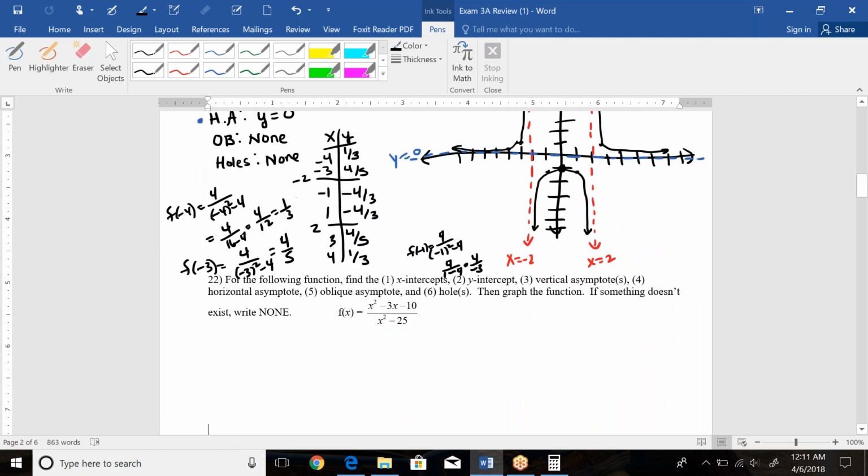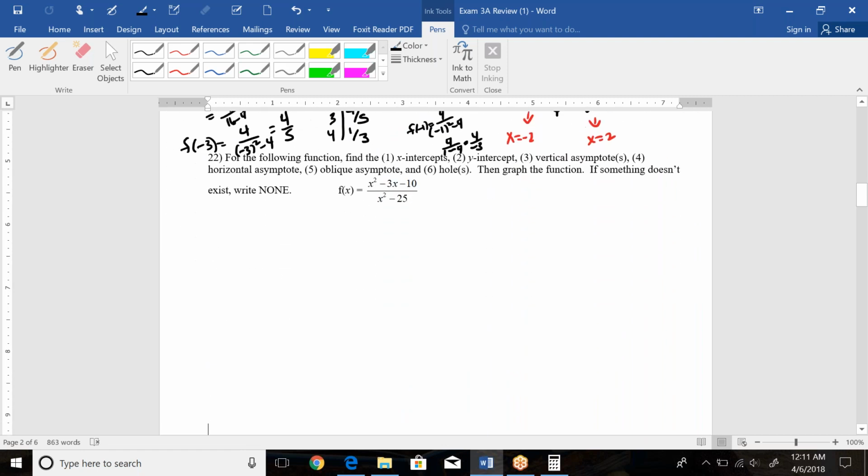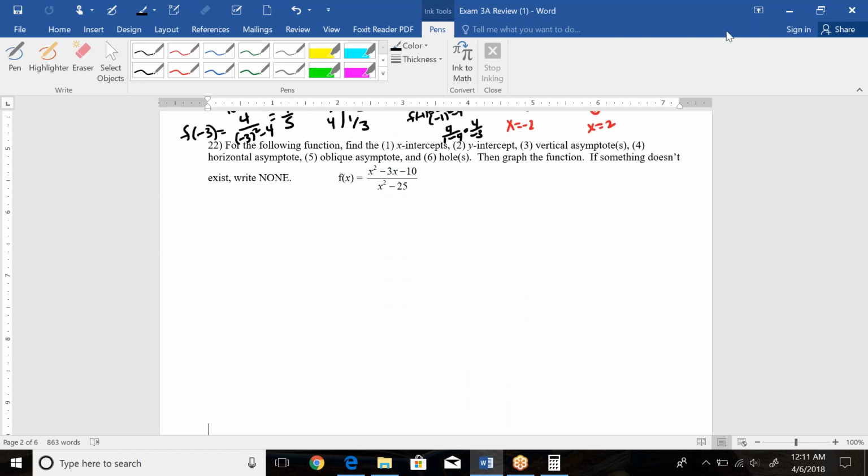Okay, so let's look at one that has a little bit more going on with the pieces that we have to find. So we're looking at x squared minus 3x minus 10 over x squared minus 25. First step here is going to be to factor everything so that I can get the most reduced form. So this would be x minus 5, x plus 2 on top, over x minus 5, x plus 5, because of the perfect squares. So the x minus 5s are going to cancel out, so this reduces down to x plus 2 over x plus 5.